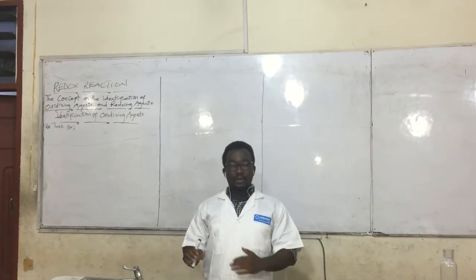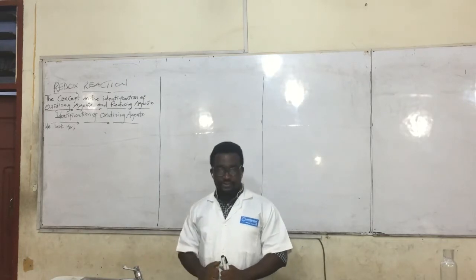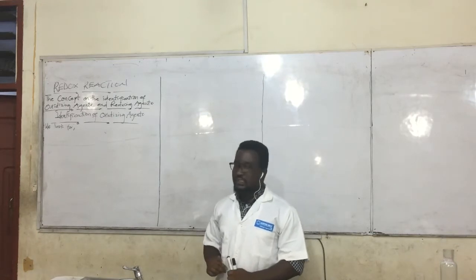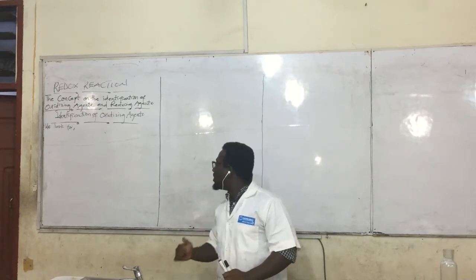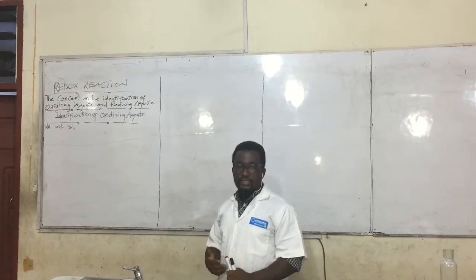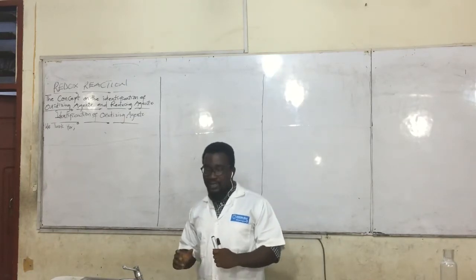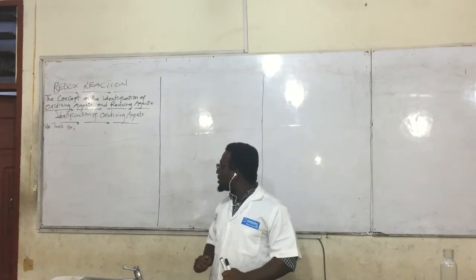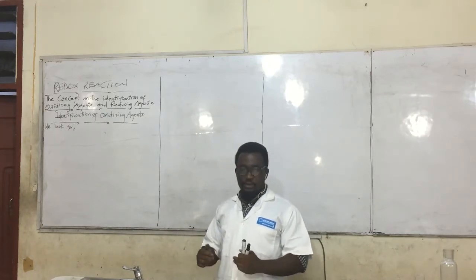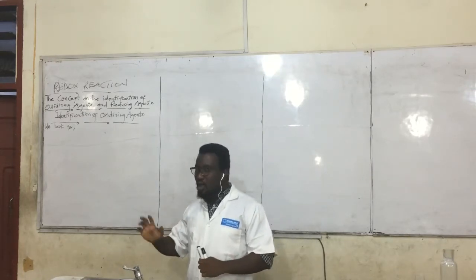Today we are going to look at the continuation of our topic, redox reaction. Today we are going to look at the new subtopic, which is the concept on the identification of oxidizing agents and reducing agents. Then we are going to look at identification of oxidizing agents. Here we are going to look at some technicalities, very simple, as to how to identify oxidizing agents.